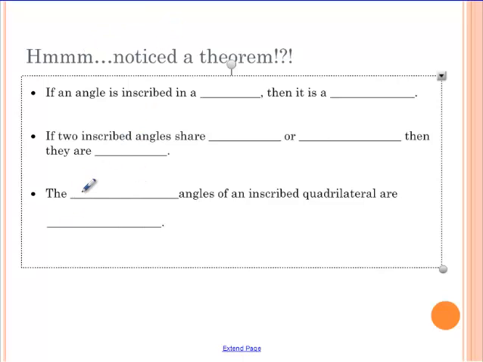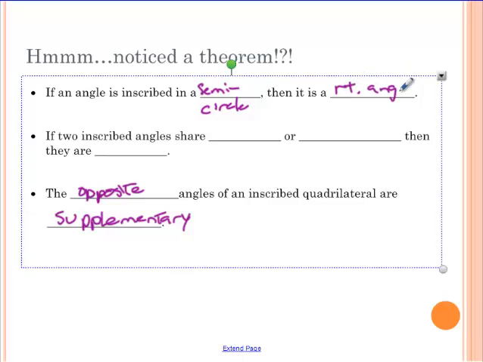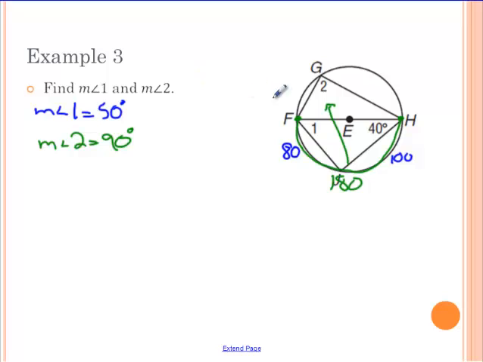So let's fill that one in first. The opposite angles of a quadrilateral are supplementary, meaning they add up to 180. And if an angle is inscribed in a semicircle, then it's a right angle. And that's looking at example 3 here. Angle 2 connects the two endpoints of a diameter. That's a right angle.